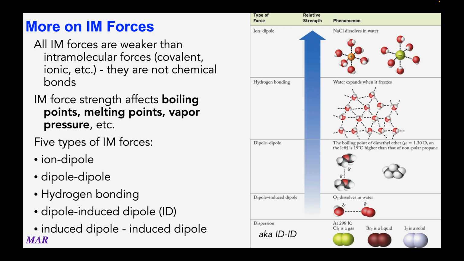Induced dipole, induced dipole is a lot of syllables, so I will sometimes abbreviate it as IDID, just to let you know. If I say the IDID force, that's the induced dipole force. Another thing is that sometimes induced dipole has different names. Dispersion is a name that's used. Sometimes they're called London forces or van der Waals forces, but I'm going to try and keep it as induced dipole, IDID, as we go through this section.